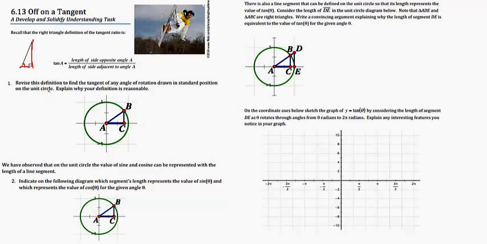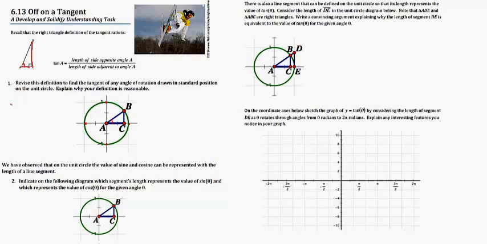Now number 1 asks you to revise this definition to find the tangent of any angle of rotation drawn in standard position on the unit circle. Explain why your definition is reasonable. Now I went ahead and just duplicated this circle because as you can see, I have a unit circle on here, because a unit circle is just a circle with radius 1. And let's look at this triangle and let's figure out how we could define tangent of A.